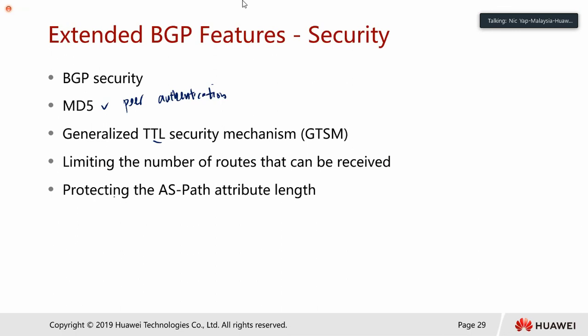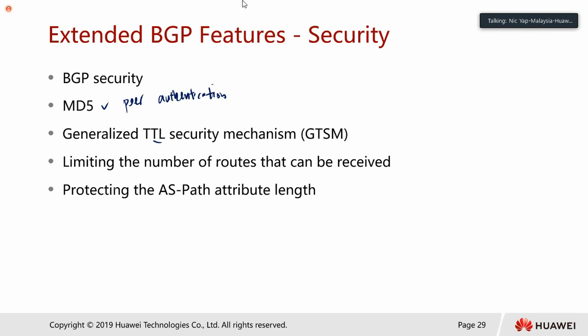And limiting the number of routes that can be received. You can set a limitation on how many routes you are going to receive, to prevent an exhaustion attack that keeps on sending you routes up to the maximum. Let's say you do not set the limit. You can limit that I can only accept 10,000. Anything more than that, I will not accept. You can set the limit of the routes you're receiving.